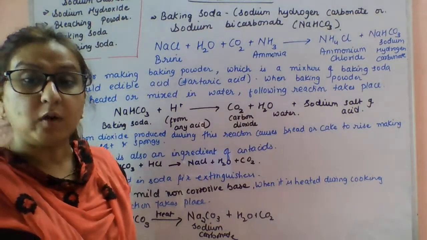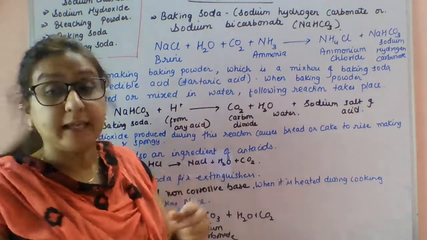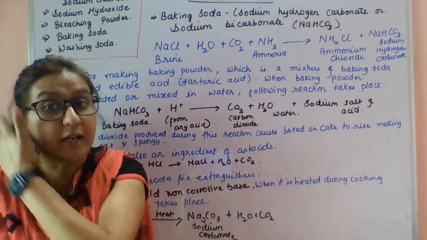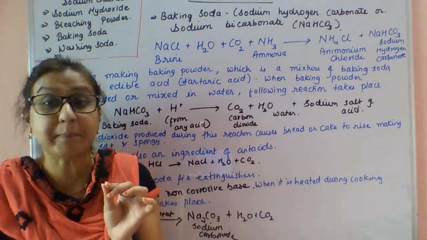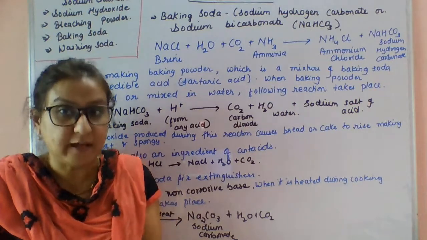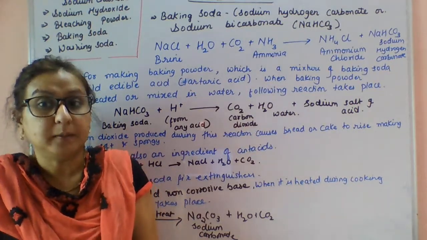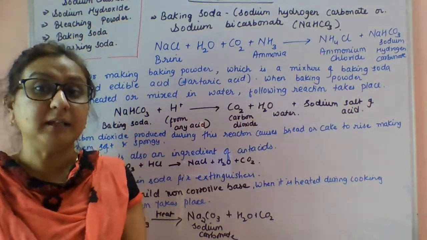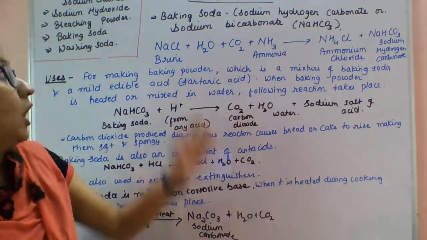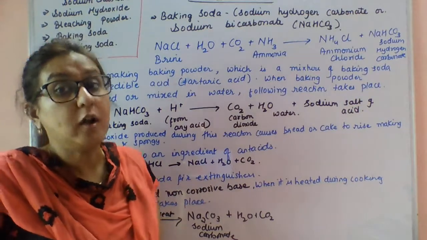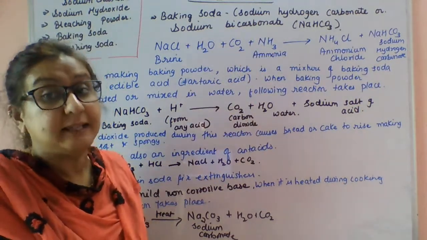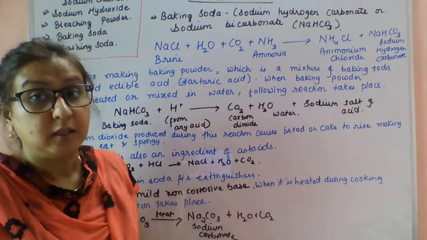Now we will study baking soda. Often we add baking soda in the kitchen for making crispy pakoras, or sometimes we add this soda to cook faster. The chemical name of baking soda is sodium hydrogen carbonate, also called sodium bicarbonate, NaHCO3.